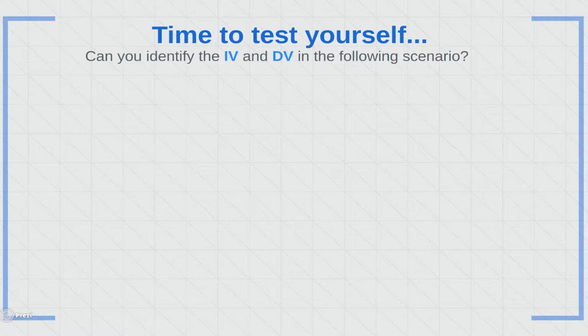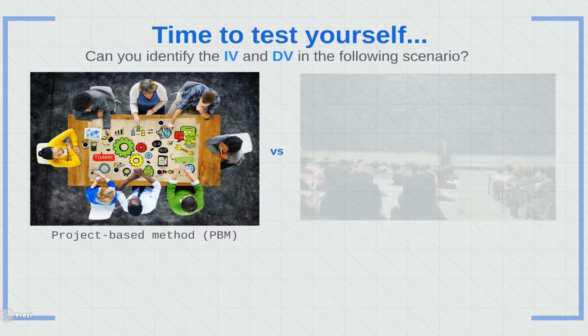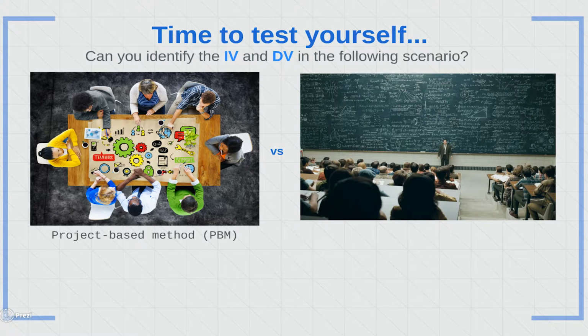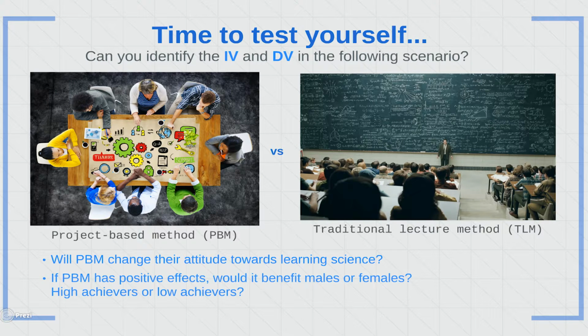Can you identify the independent and dependent variables in the following research question? You are interested to find out if students who are exposed to project-based method, PBM, will perform better in the science subject than those who are taught using the traditional lecture method, TLM. Besides, you also want to know if PBM would change their attitude towards learning science.